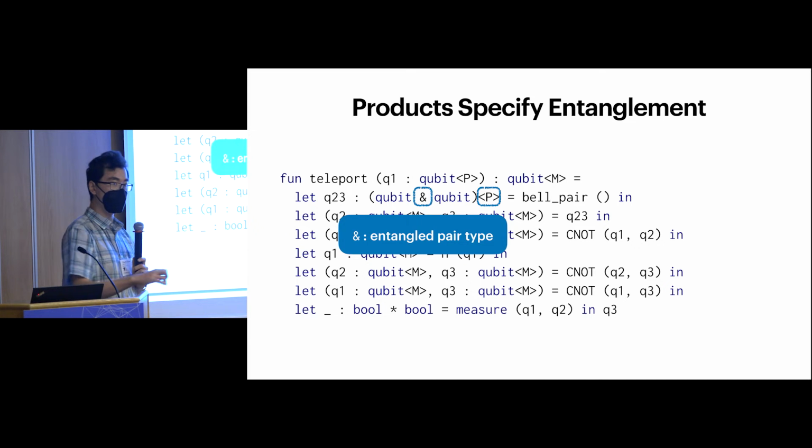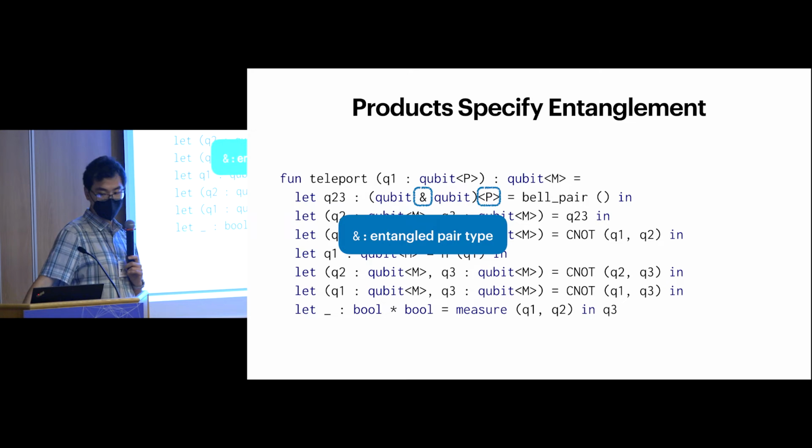So it's kind of like an ordinary product type, except that it additionally stipulates that the two halves of the pair are permitted to be entangled with each other. And that's denoted using this ampersand type operator. So in this example, Q23 is a pair of qubits that is permitted to have entanglement between them.